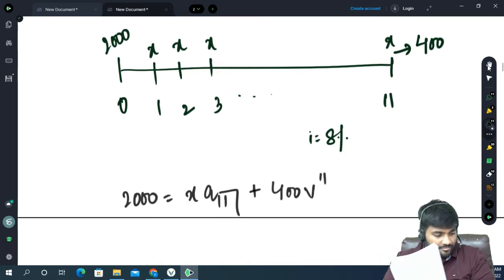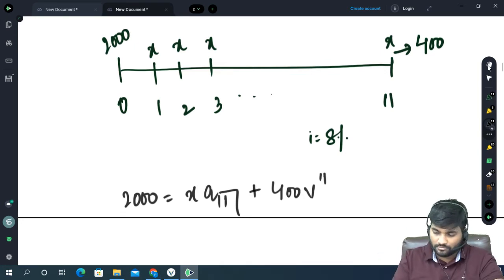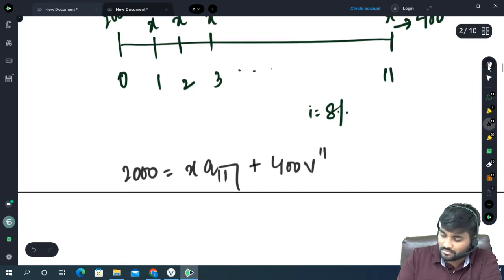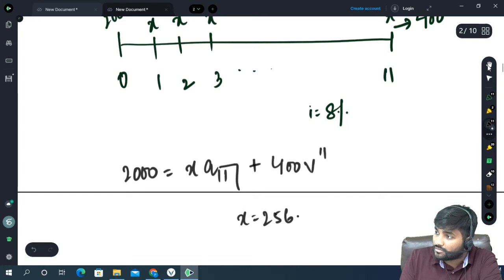Question number 59. What is the value of X? 256.12.